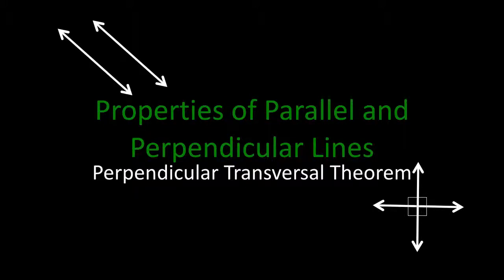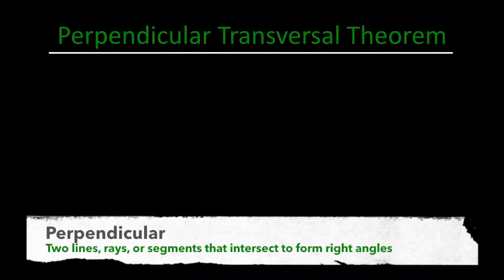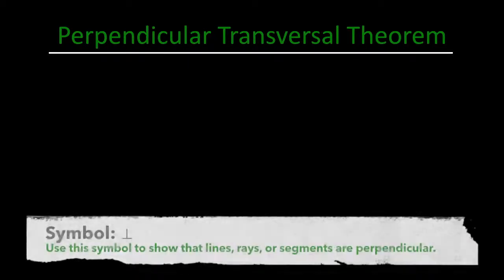Our last theorem we'll cover in this lesson for properties of parallel lines is the perpendicular transversal theorem. Perpendicular lines are two lines, rays, or segments that intersect to form right angles. A perpendicular line is represented by an upside down T.